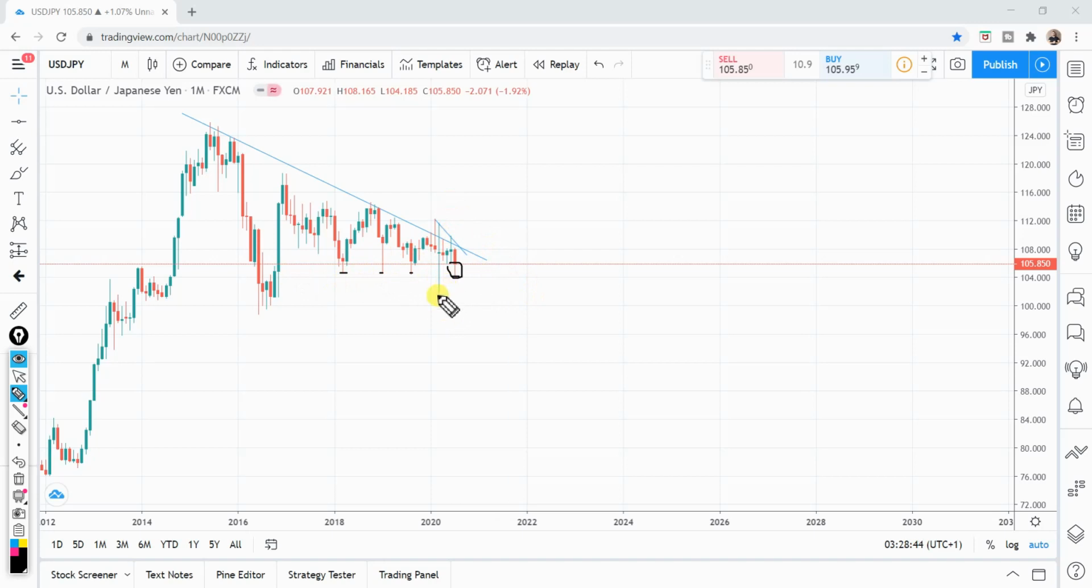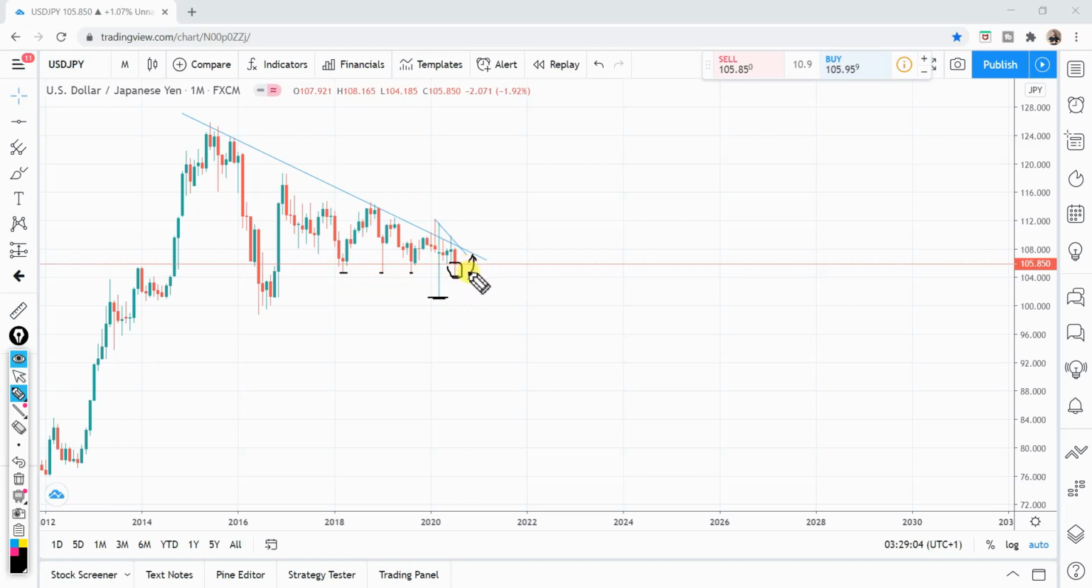We have this significant low down here, which is where the coronavirus started to spiral. We saw these crazy moves, and the virus first started to get all the attention, and we made this low. So the price now came down, took out this low, and has reacted towards the upside.